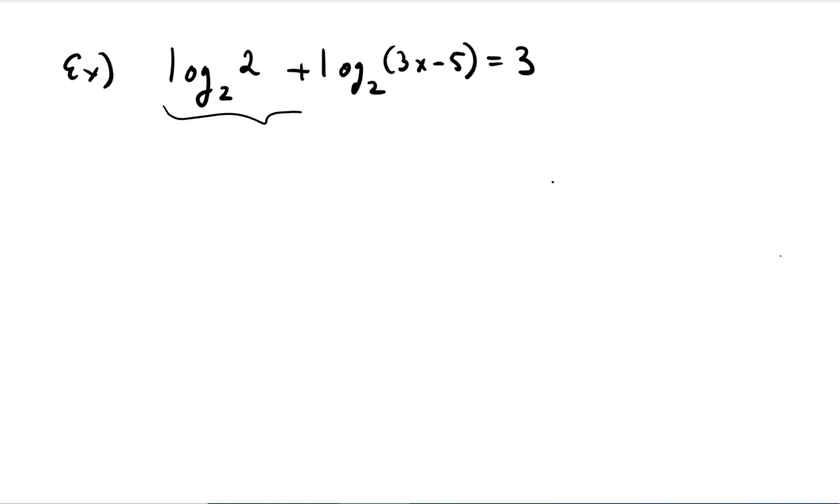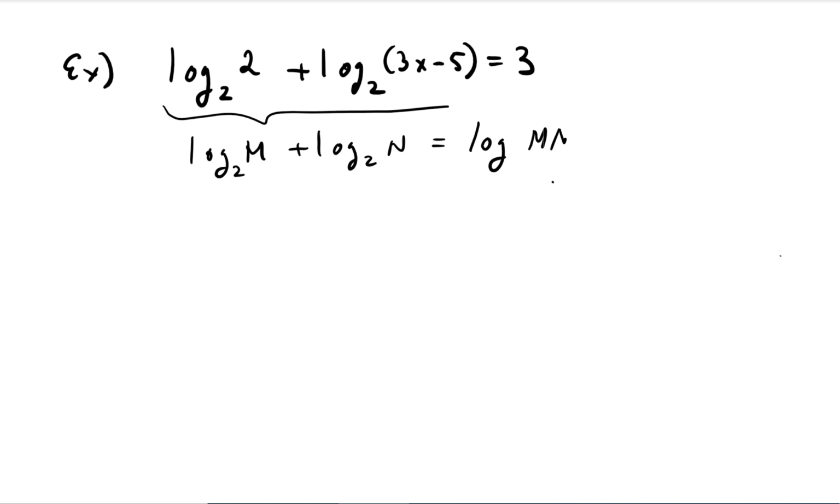In particular here I've got the sum of two logs, as if I have log in base 2 of m plus log in base 2 of n, and we know that the sum of logs is the log of the product. So I'm going to be able to rewrite at least the left-hand side as a single log. Obviously, if I had other logs here, I would bring those all on the same side. But here I just have 3 on the other side. So this is going to be log of 2 times 3x minus 5, and maybe put that all in brackets so that you know that the log applies to all of that, and that's equal to 3.